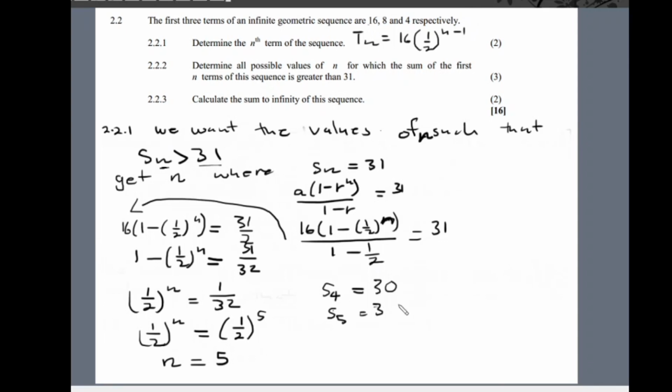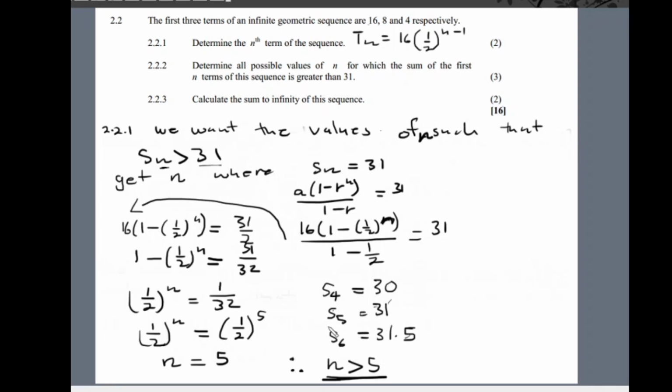And then if you say S6, you will find that this is equals to 31.5, right? So therefore n has to be greater than 5, so that when you sum the first n terms, the sum is greater than 31. So our final answer is this one. N has to be greater than 5, right? For the sum of the first n terms to be greater than 31.